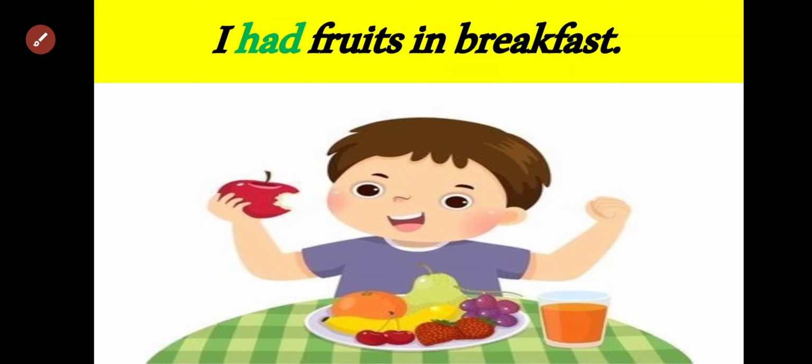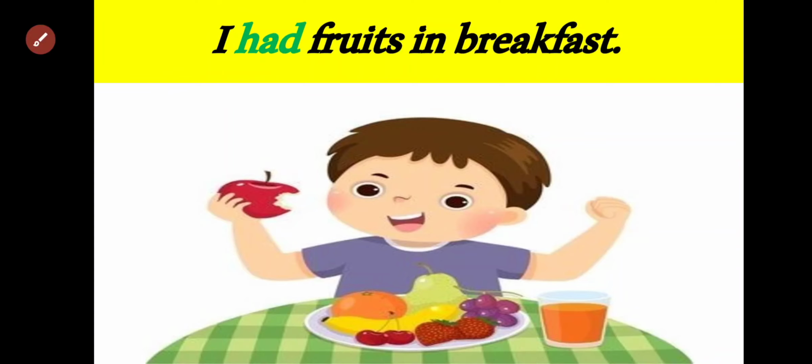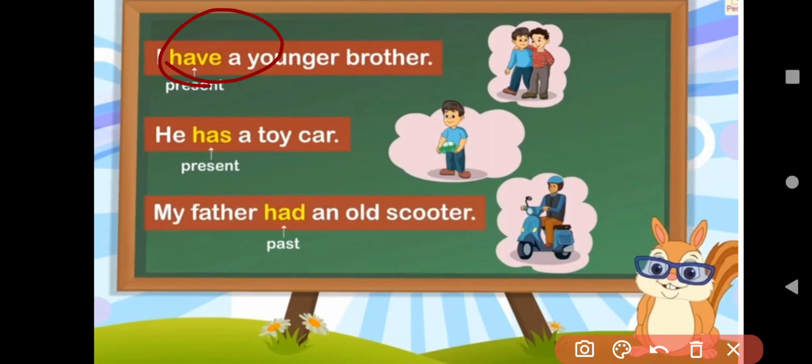I had fruits in breakfast. Here we have I, and in present time we always use have with I, but for the past time we will use had. No need to worry about the subject in past time. Look at here, I have a brother. So here we are talking about present time. We will use have with I.